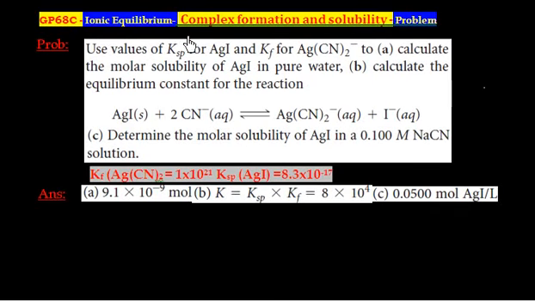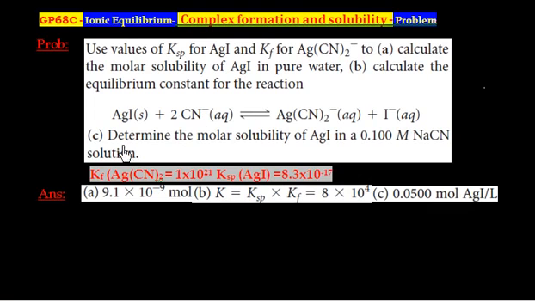This problem is related to complex formation and solubility. The question says, use values of Ksp for AgI and Kf for Ag(CN)2 minus to calculate the molar solubility of AgI in pure water. Part B says, calculate the equilibrium constant for the reaction.